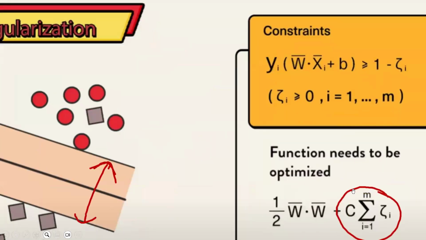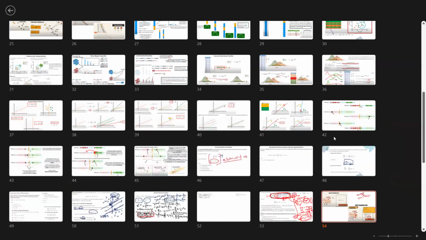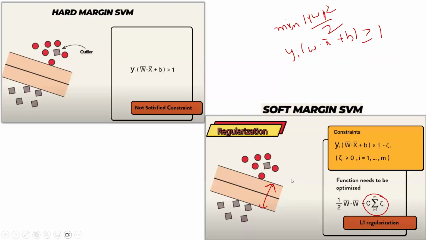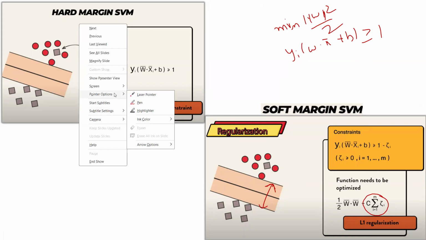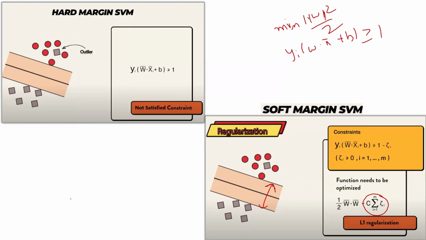When the slack is minimized, what happens? All the points will be rightly classified, right? Let's take two cases again for you to better understand. If all the points are rightly classified, what is the slack? Let's suppose you have all the points like this.